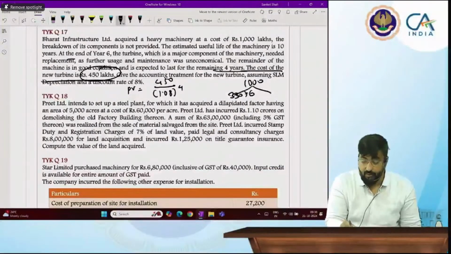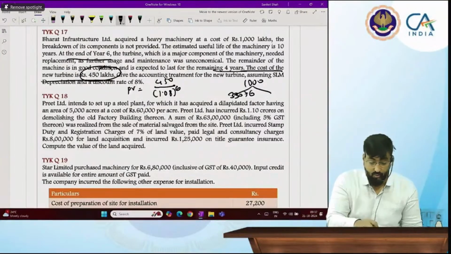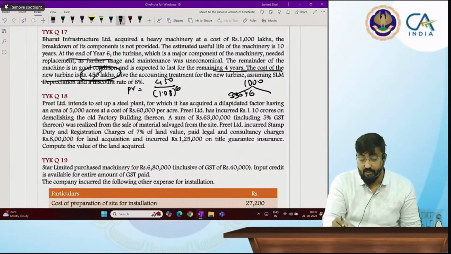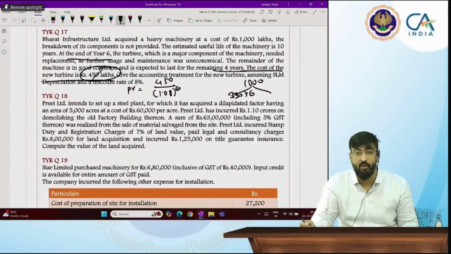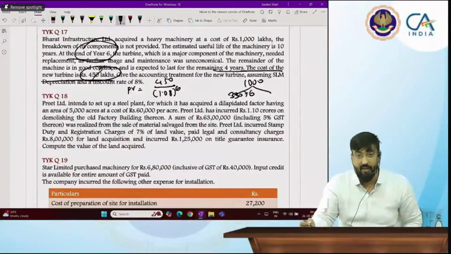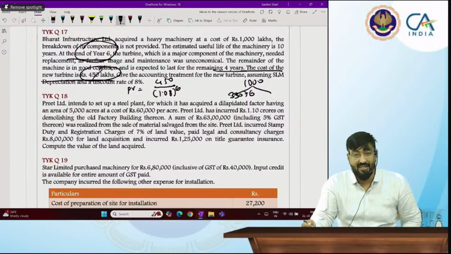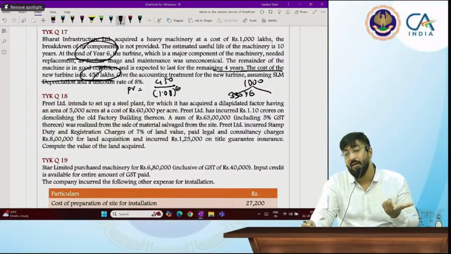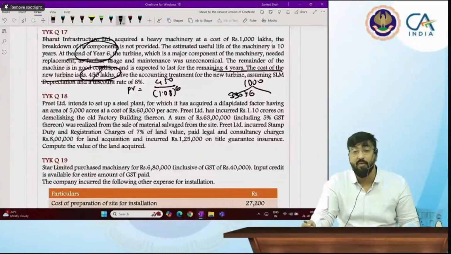At the end of the year 6. Sorry, I mistakenly did not see at the end of year 6, so we will have to do it again. And this is going to be used for 4 more years. So you are at the end of 6 years and you are going to purchase a new turbine for the next 4 years. So we are at the end of 6 years, meaning to find today's value of 450, you will divide: present value of the 450, divided by 1.08 raised to 6.